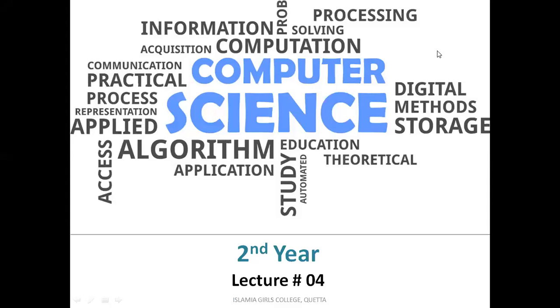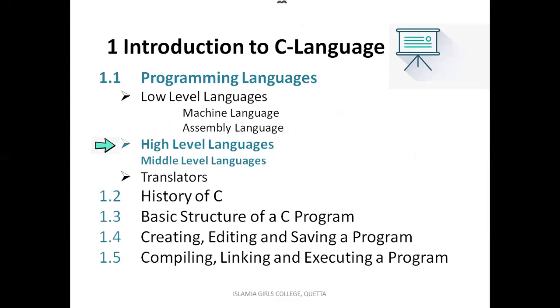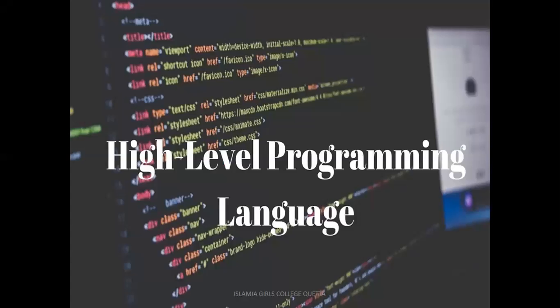Assalamu alaikum students. This is our fourth lecture of secondary computer science. And in today's video we will study the high level languages and see some characteristics of middle level languages. So let's start with the high level programming language.